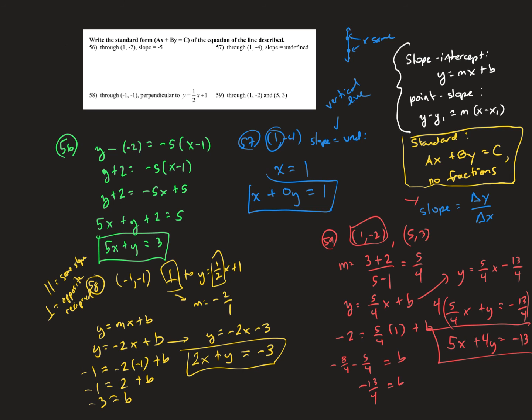So the idea again behind standard form is this. You start with a different form unless you have an undefined slope. And that form can be either slope-intercept or point slope. You algebraically manipulate that equation until the x and the y terms are on the same side, the constant terms on the other side, and there are no fractions.